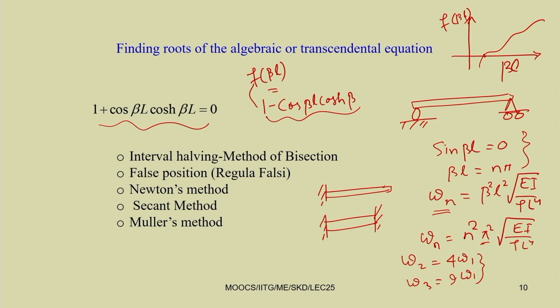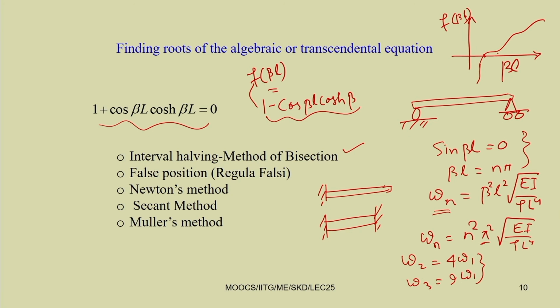There are several methods of finding these roots. Some methods are interval halving or method of bisection, then false position or regula falsi, then Newton's method, secant method, Muller method. There are several methods. The basic principle in all these methods, for example, in method of bisection and false position, is that you have to find two values of beta L for which f beta L will have both positive and negative value.